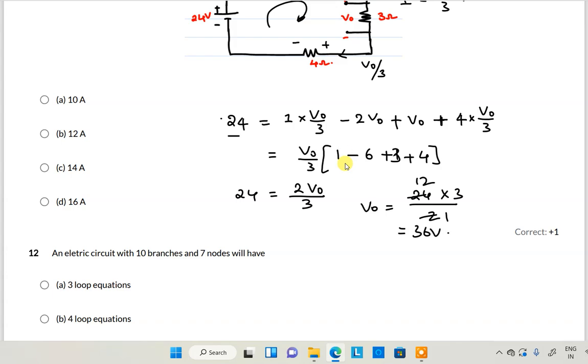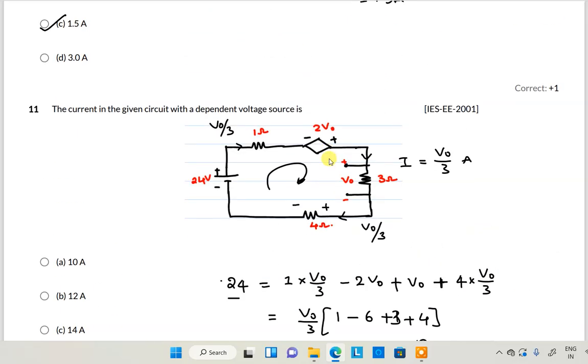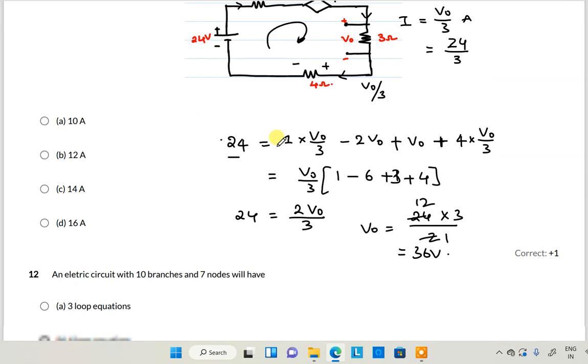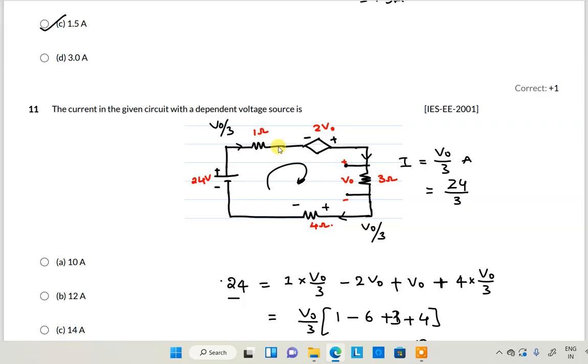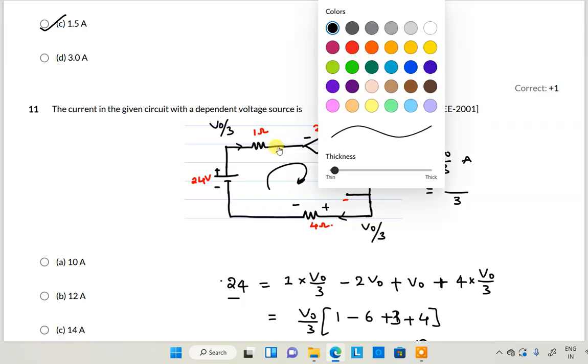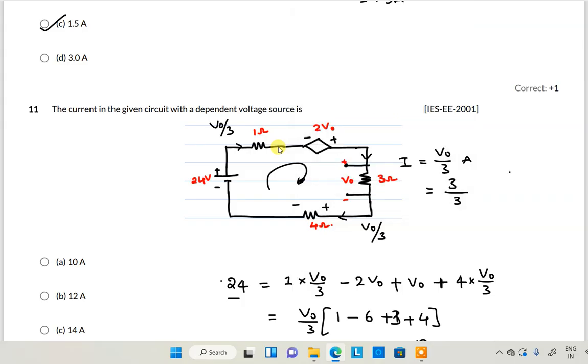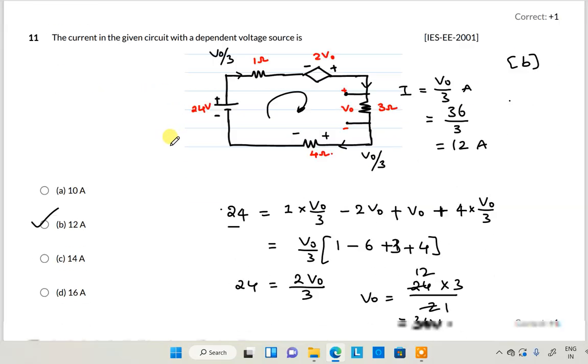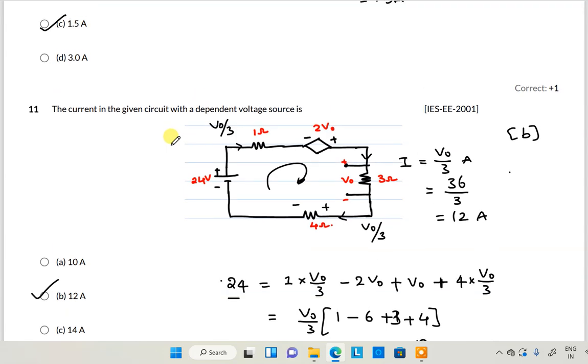Once you have V0, we can find the current here. The current formula is V0 by 3, that is, sorry, 36 by 3, which is equal to 12 amperes. What is the answer? The correct option is 12 amperes. Option B is the correct option. This is the 12 amperes.